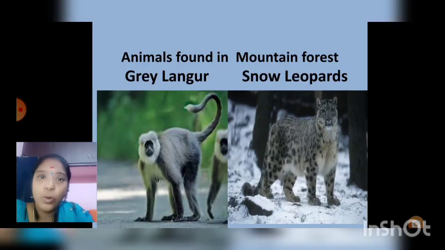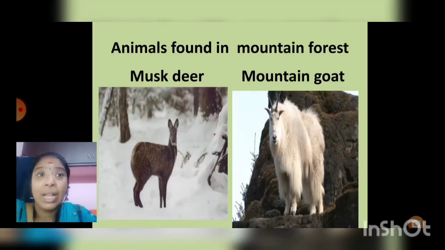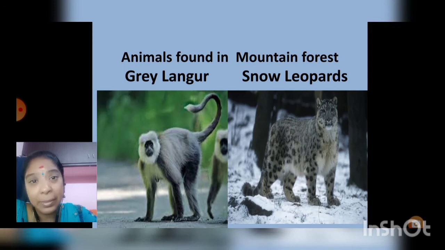Animals also found in the mountain forest are the grey langur and snow leopard. Because the mountain forest is full of snow, the climate will be very cool and chill. So only these types of animals can live in this mountain forest: the snow leopards, the grey langur, the musk deer and the mountain goat. These animals are found in the mountain forest due to their climate.